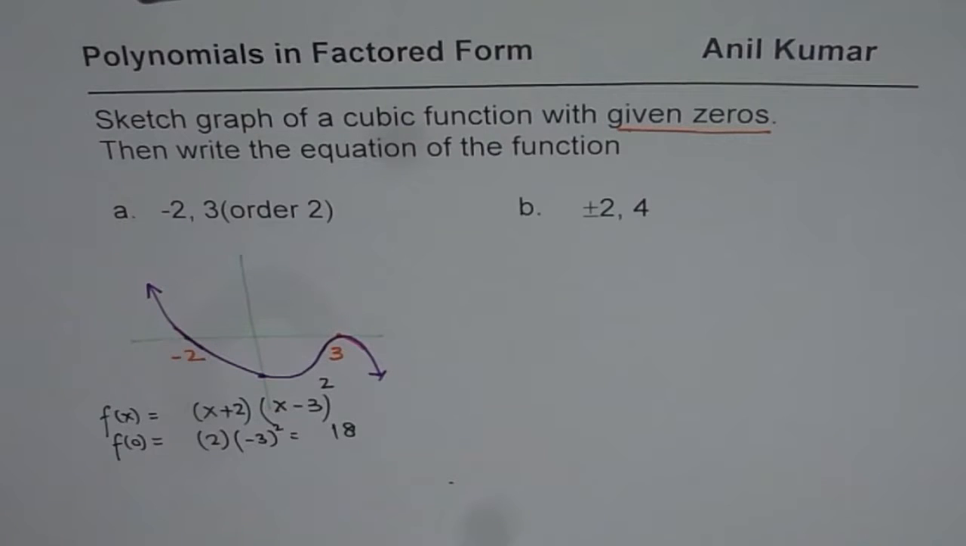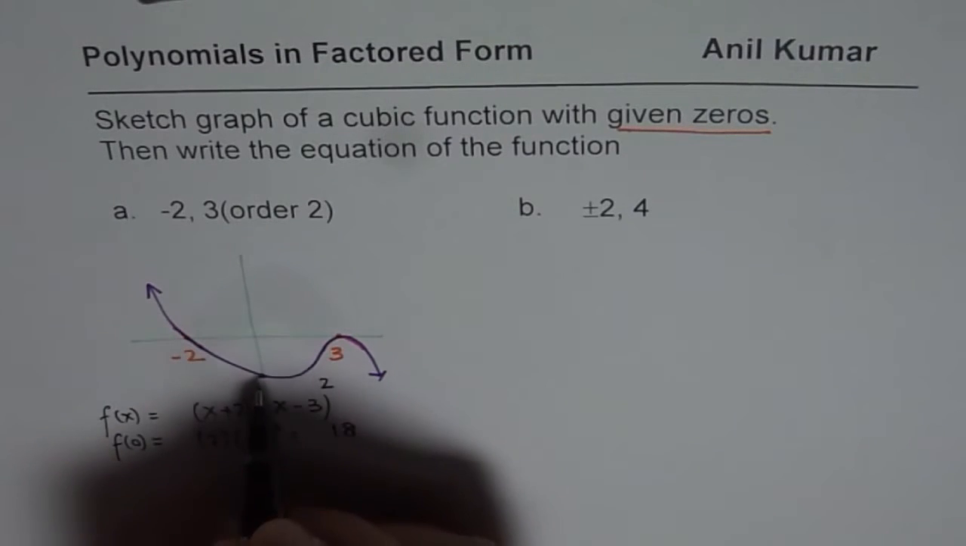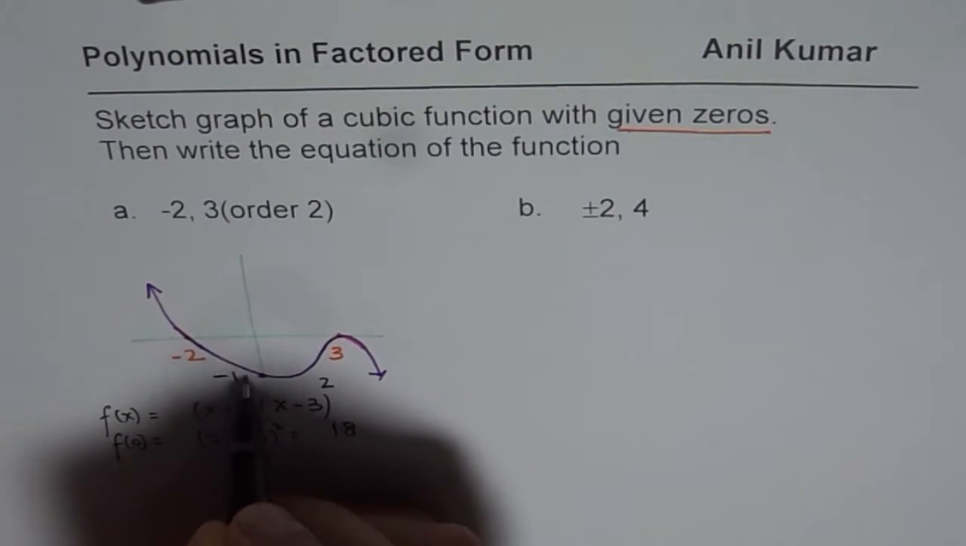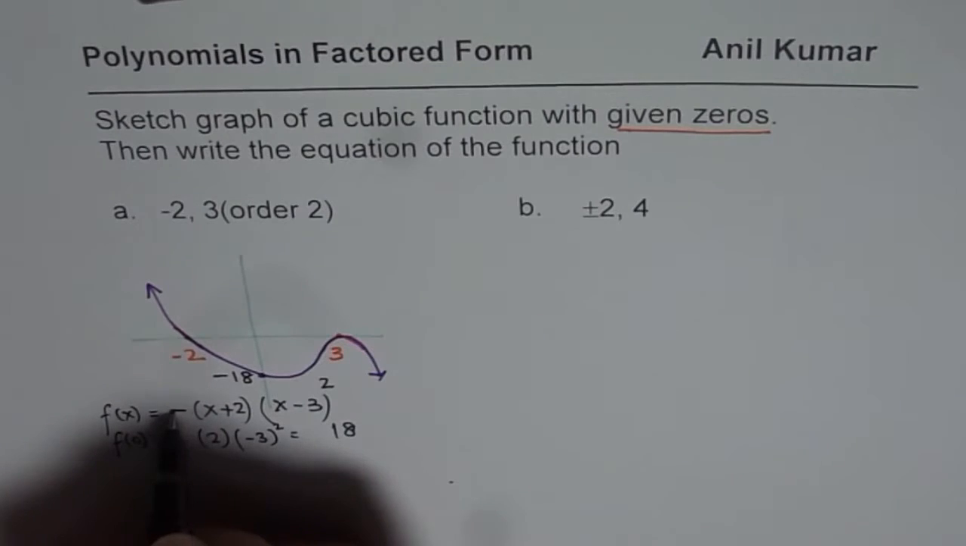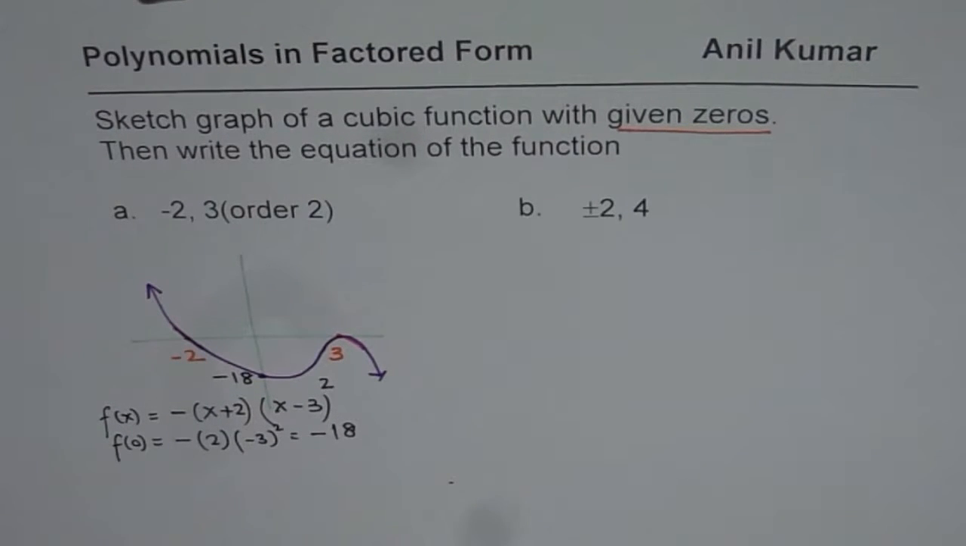Do you see that? Since it is on the negative side, we can say that the leading coefficient should be negative. So it cannot be plus 18. So let me write this as negative 18, and I'm introducing a negative here. So the equation which represents our graph is f of x is minus of x plus 2 times x minus 3 whole squared.